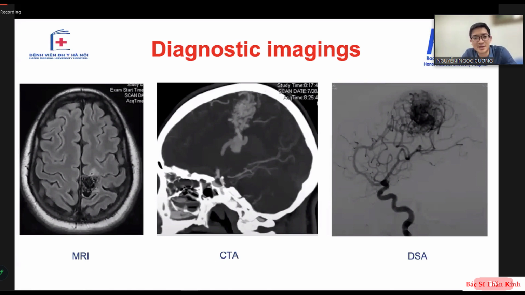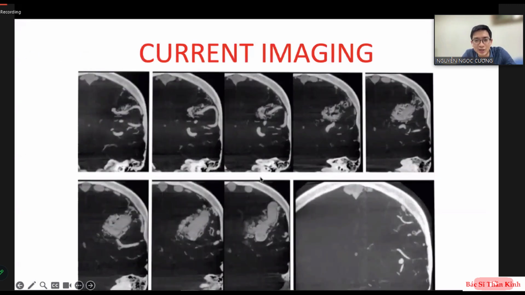There are some imaging modalities to diagnose the brain AVM, including the MRI, CTA, and the DSA. They are the classic modality that I think we almost know already. But I would like to show you some advantages in imaging modality. This is the cone beam CT. This cone beam CT is a combination of the angiography and CT scanner.